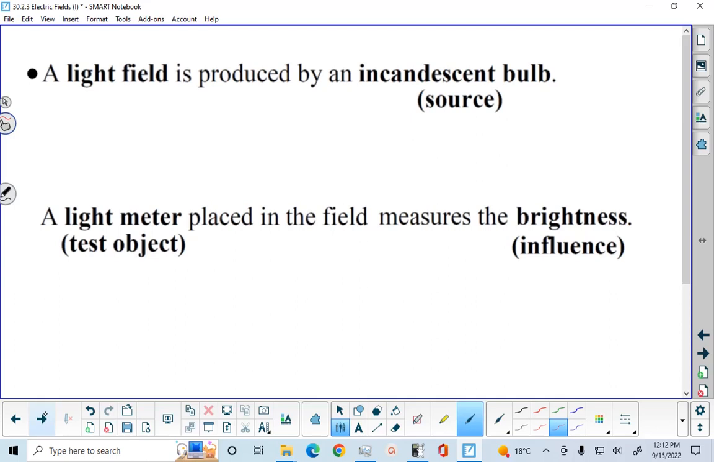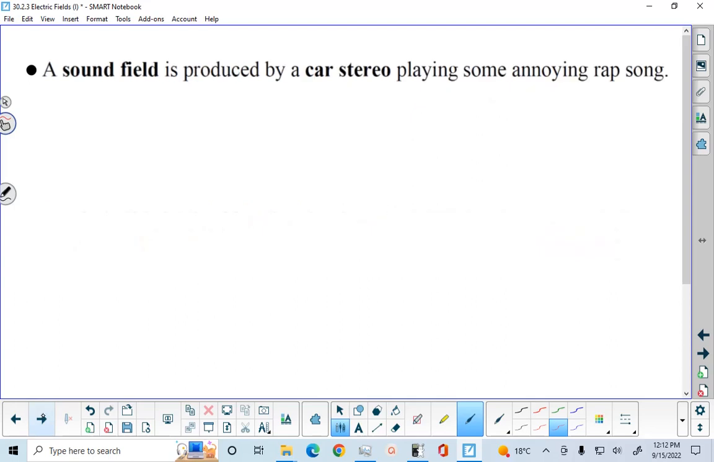A light field, in this example, has a source that's the bulb, and if you want evidence of the field, you put in a test object, we're using a light meter, and you look at the influence, which is a digital display. A sound field can be produced in a lot of different ways.